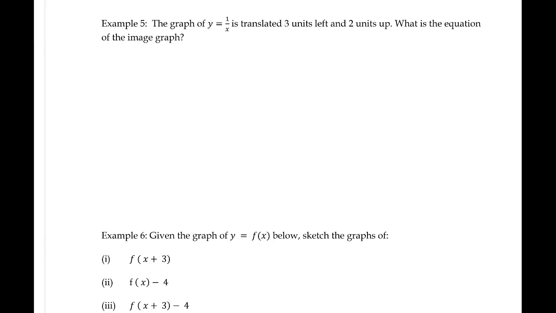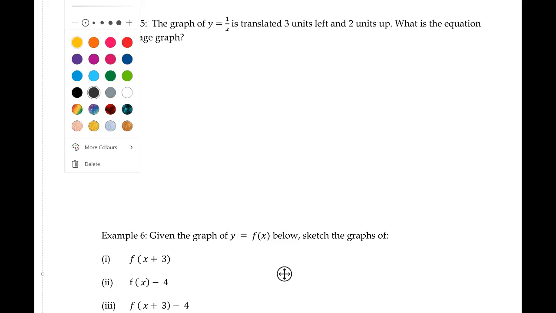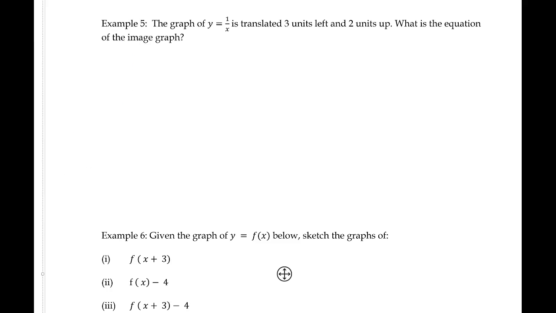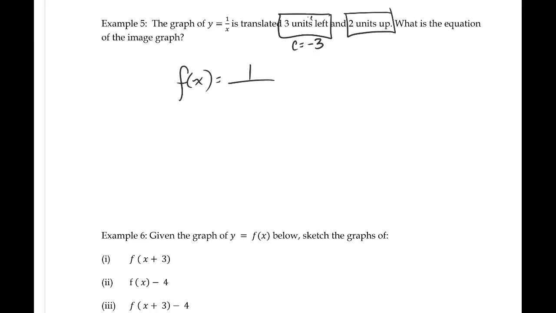For example 5, then, if we know what our parent function is and we know the changes that are being made, then I can actually write the new equation. So my new equation, x is going to be 1 over, okay, so this is C, 3 units left. So that means -3. 2 units up, so that's D equals +2.